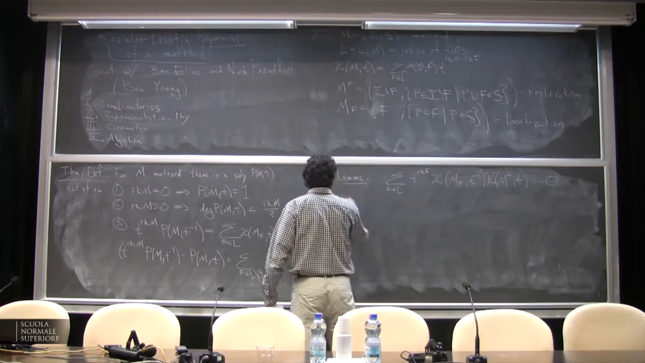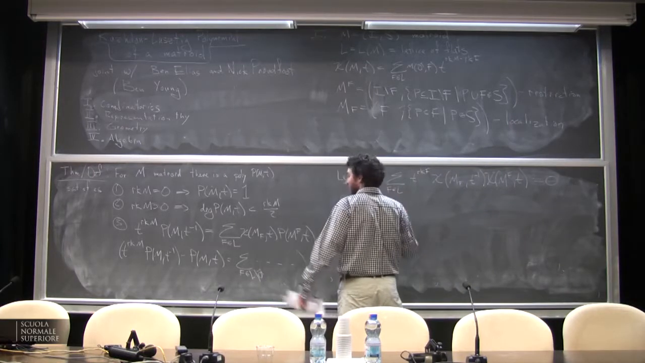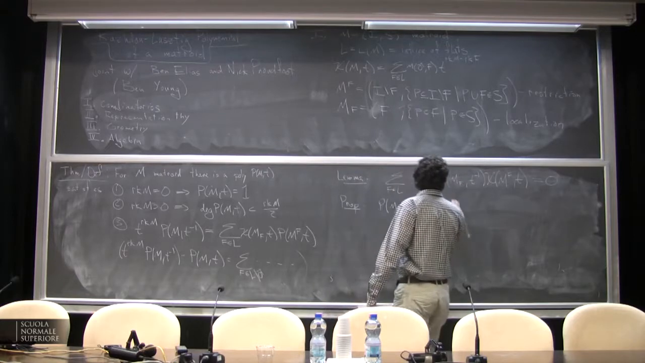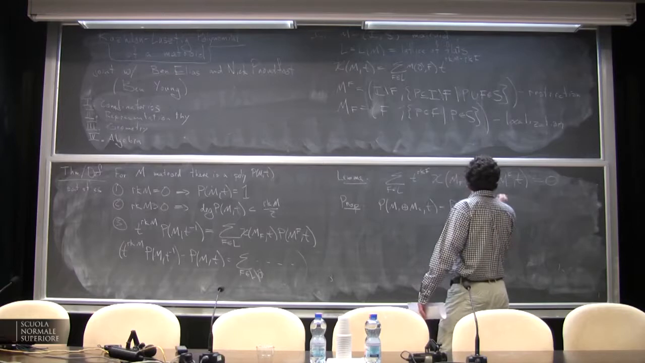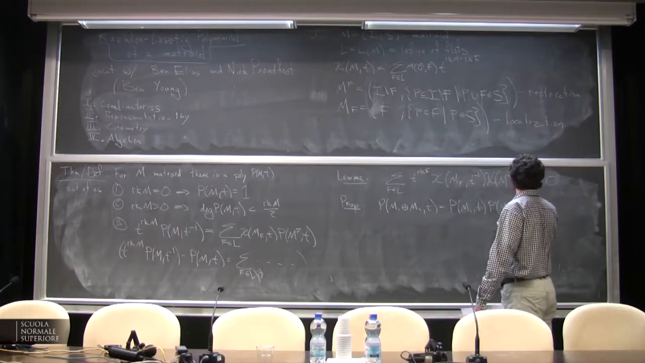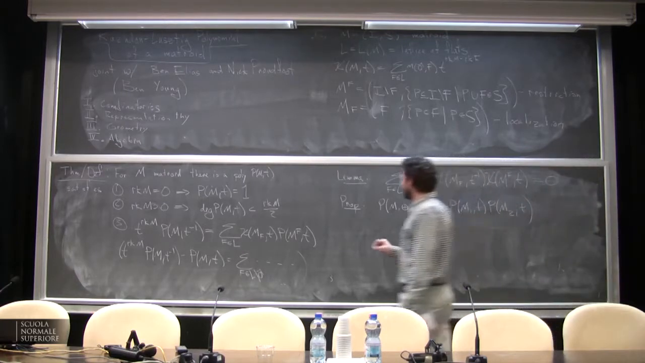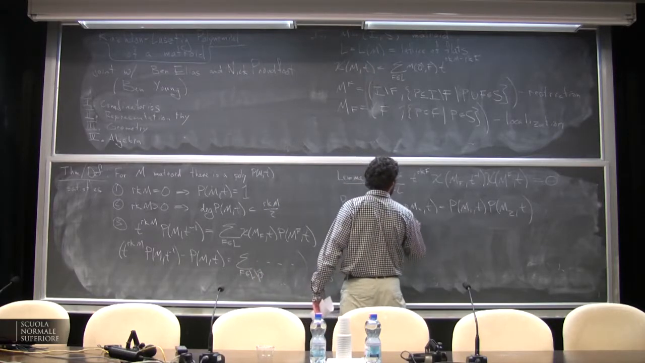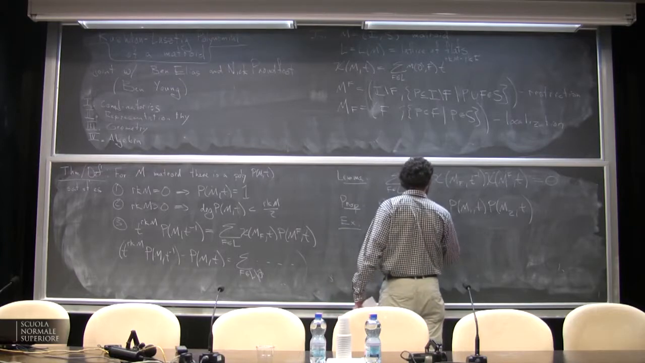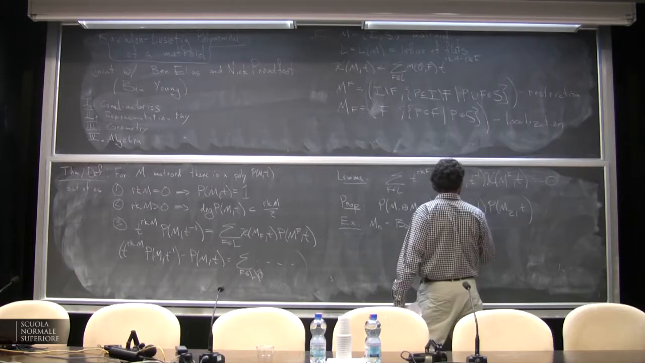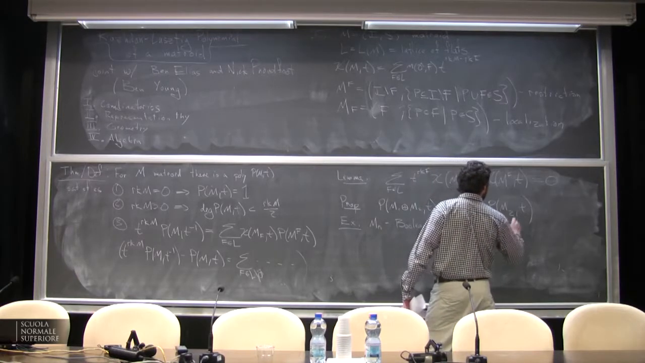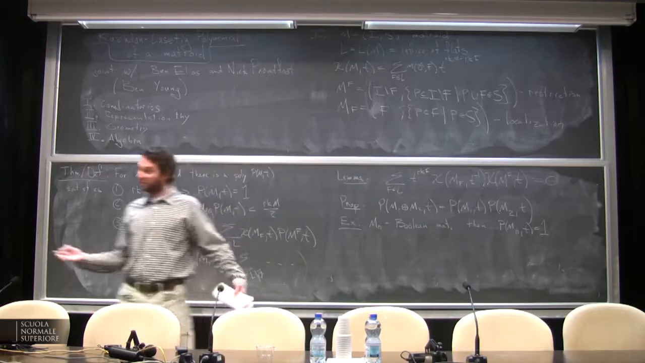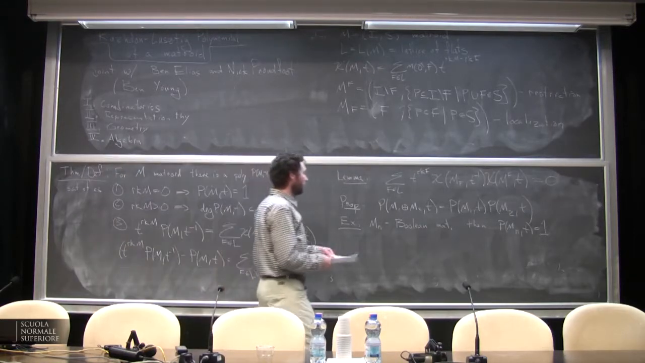So one nice property is that it's multiplicative. So this immediately gives you the first example. Right, so M, N is the Boolean matroid. Its polynomial is equal to 1 because it's a direct product.